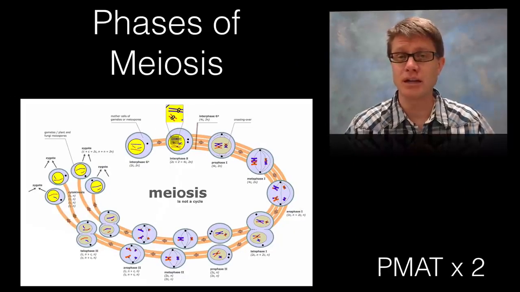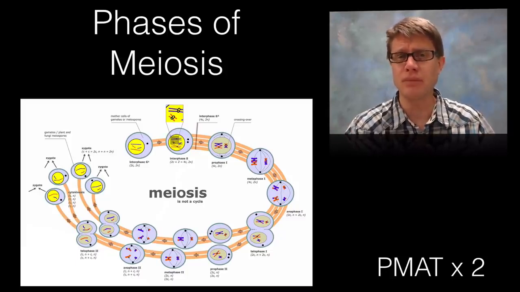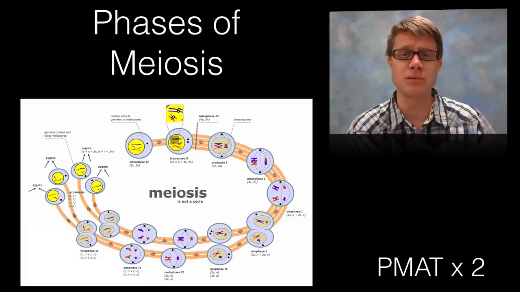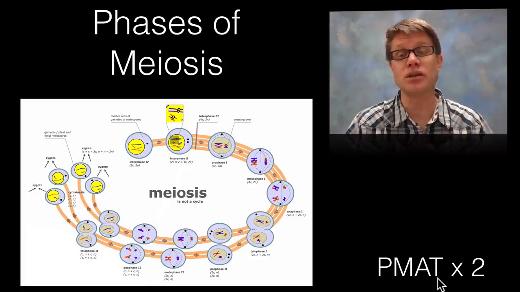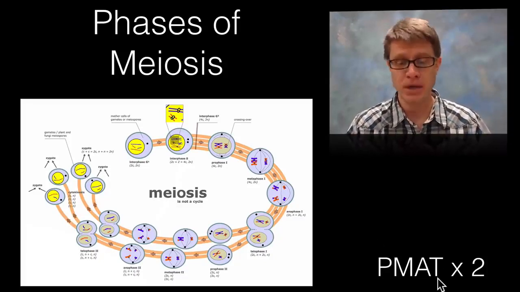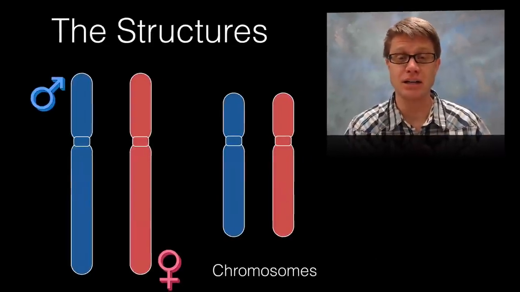And so when you look at a diagram of meiosis, it's a little bit daunting. And we're not going to go through all of it right now. We'll go through this diagram at the end, kind of as a way to review it. But I want to step through each of those phases of meiosis. A quick mnemonic, PMAT times 2, is going to remind you of the different phases that we have to go through. So it's prophase, metaphase, anaphase, telophase, and then we go through that again on the second division.